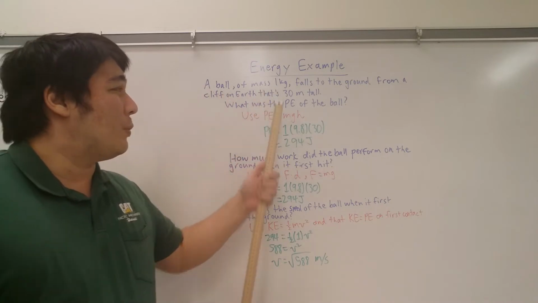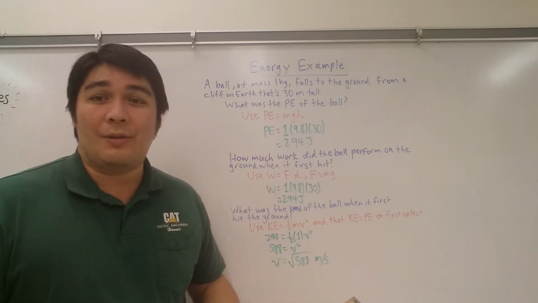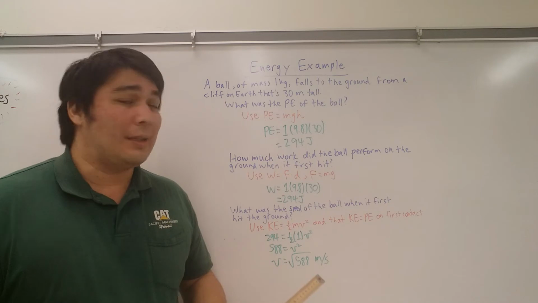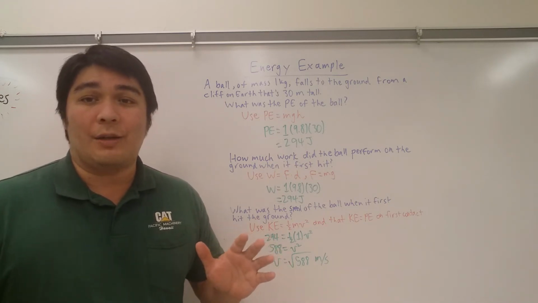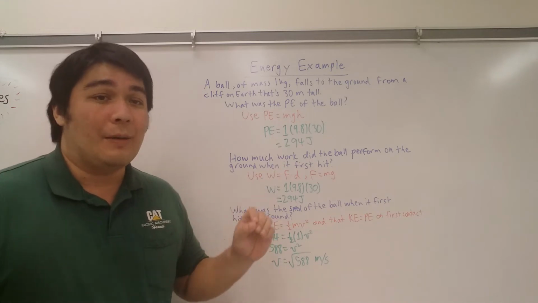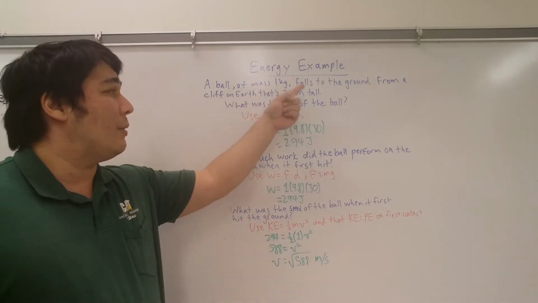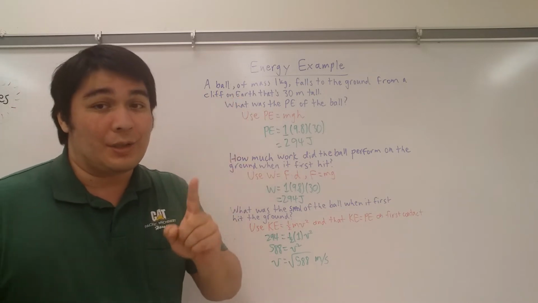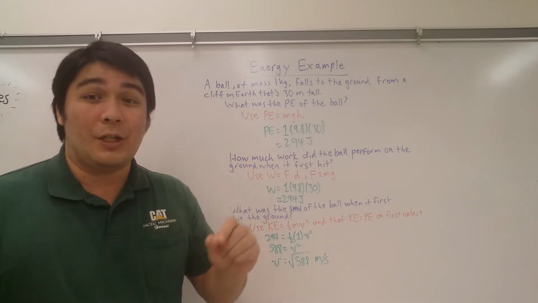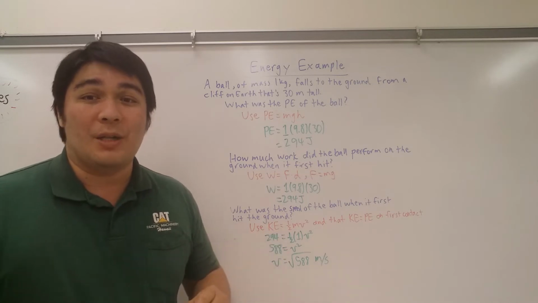I've got a ball of mass 1 kilogram. It falls to the ground from a cliff on Earth that is 30 meters tall. So there's several things that are broken down in here, and I want to make sure that that's pointed out. First, we've got the mass. If you know that it falls to the ground and it's on Earth, that tells you that the acceleration due to gravity is 9.8 meters per second squared.